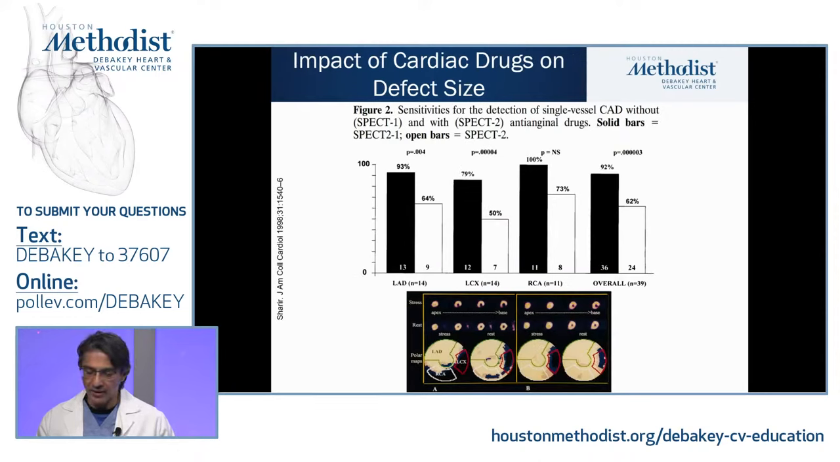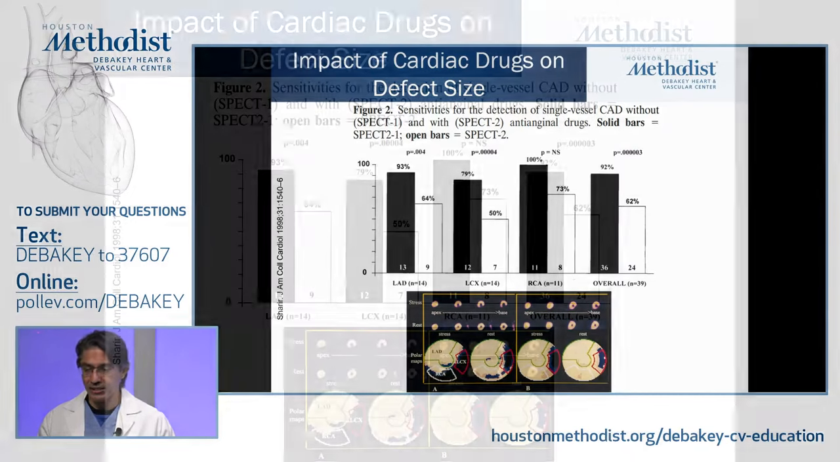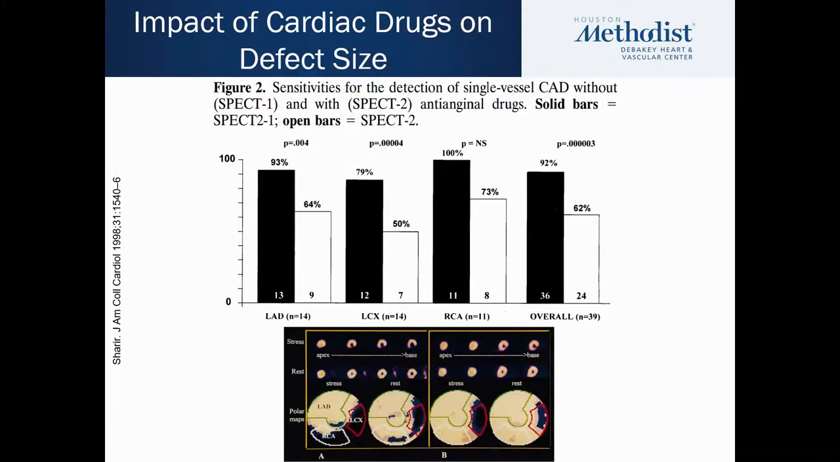Another very important thing to talk about is the effect of anti-ischemic therapy on our patients. Obviously, because these are anti-ischemic drugs, they will mask ischemia and therefore decrease the sensitivity of our test, or at least decrease the amount of perfusion abnormality we're seeing. This is a study showing how, in each of the different coronary territories, having anti-anginals on board will decrease your ability to pick up perfusion abnormalities.